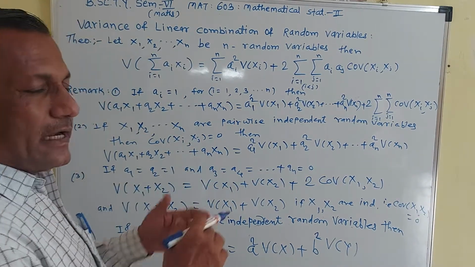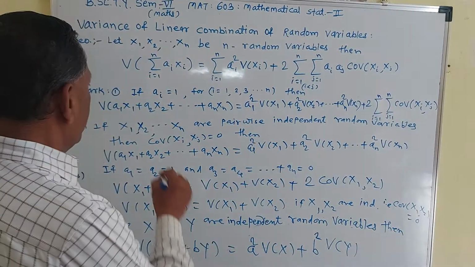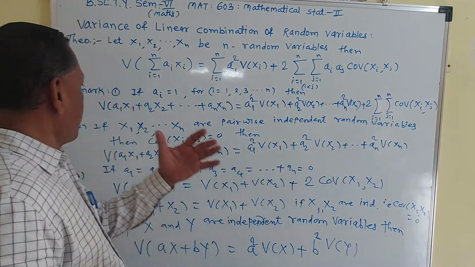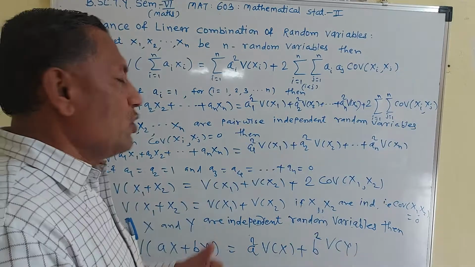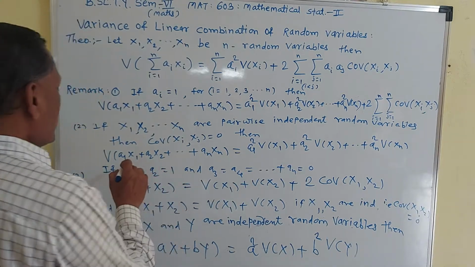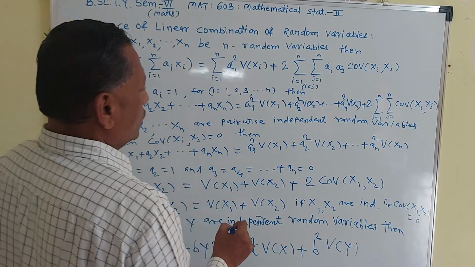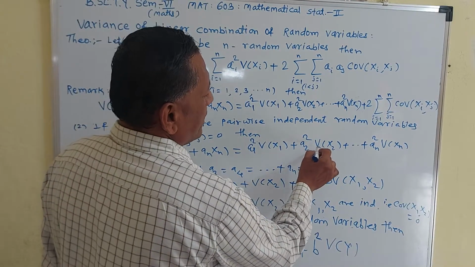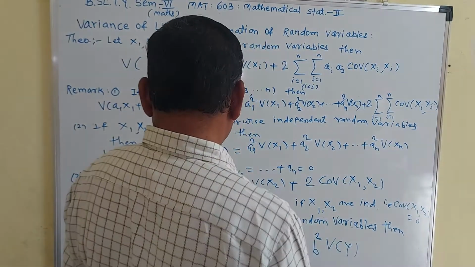You know that if X1 and X2 are independent random variables, then covariance between them is 0. Here, if X1, X2, X3, ..., Xn are pairwise independent, meaning covariance of X1, X2 is 0, covariance of X2, X3 is 0, covariance of X3, X4 is 0, up to covariance of Xn minus 1, Xn is equal to 0, then variance of a1 X1 plus a2 X2 plus ... plus an Xn is equal to a1 square into variance of X1 plus a2 square into variance of X2 plus up to an square into variance of Xn.